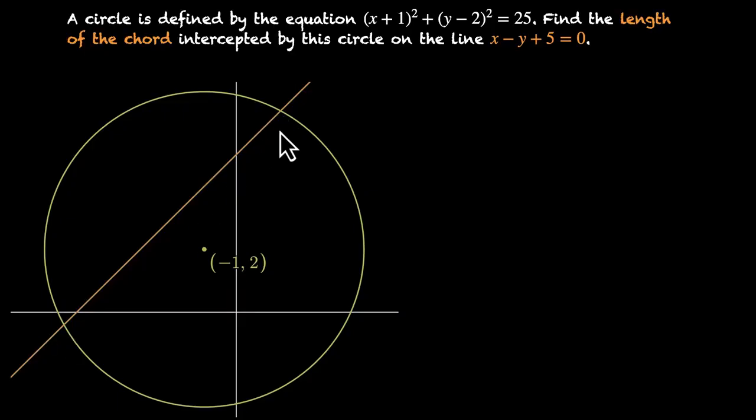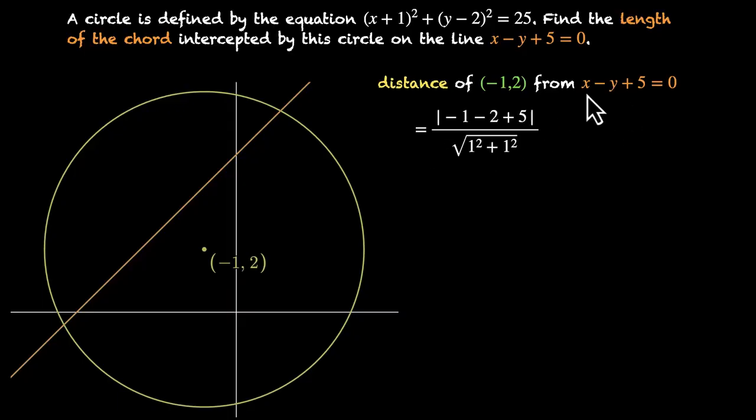We can apply what we just used in reverse. This time we'll start with the hypotenuse and figure out the length of this chord. So let's do that. For that, we need the distance of this point from this line. So let's figure out the distance first. Distance of (-1, 2), that's the center, from the given line x - y + 5 = 0. That's going to be the mod of -1 - 2 + 5 divided by root of 1 square + 1 square. This is 5 - 3, that's 2. 2 by root 2, that's going to be root 2. So this length is going to be root 2.